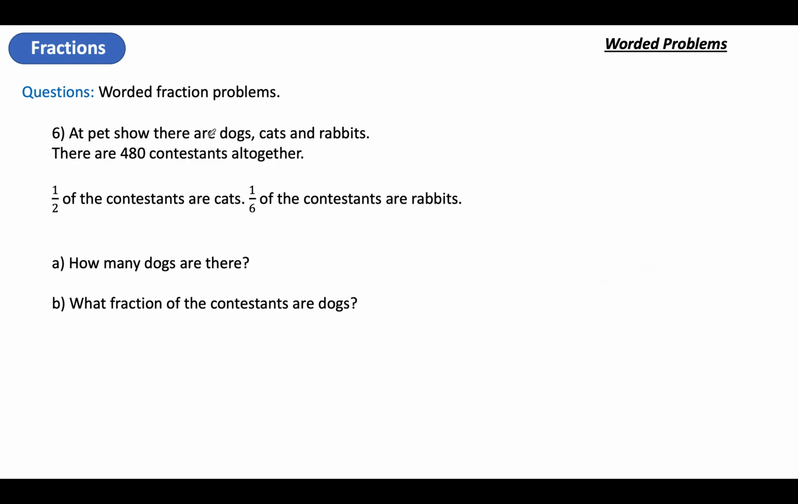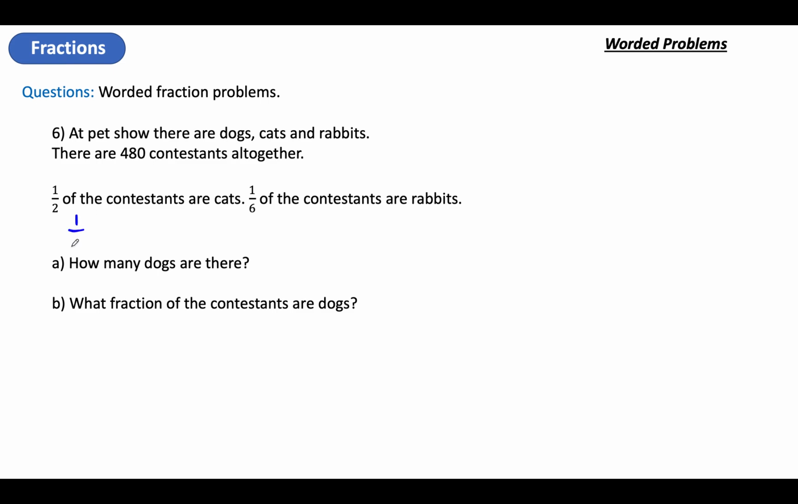A pet show. There are dogs, cats, and rabbits. Well, if the cats are there for a long time, there might be less rabbits. There are 480 contestants altogether. Half of the contestants are cats. I've just got to imagine that these cats have brought their pets along to this show. Anyway, amused me. Half of the contestants are cats. 1/6 of the contestants are rabbits. How many dogs are there?